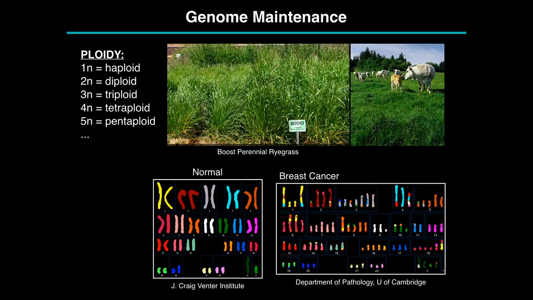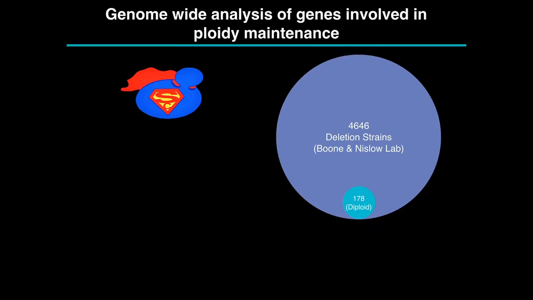Of course, this isn't always the case. In humans, unscheduled changes in ploidy can be very detrimental. Here I'm showing you two karyotypes, a normal versus a breast cancer karyotype. And you can see in this breast cancer karyotype, every chromosome is apparent in almost 4 copies, and it's thought that this tetraploidization was a precursor to all of the aneuploidy that you see. Okay, so this is why we're interested in studying ploidy maintenance.